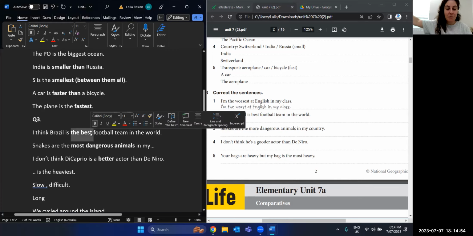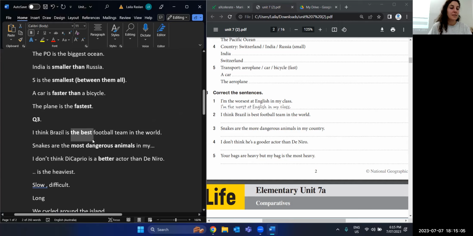Superlative. I'm comparing it to many teams, and it's an irregular. It means good. I think Brazil is good, but if I want to compare it, I must say I think Brazil is the best. Like I said before, well, I think Argentina is the best, but they are both good teams.